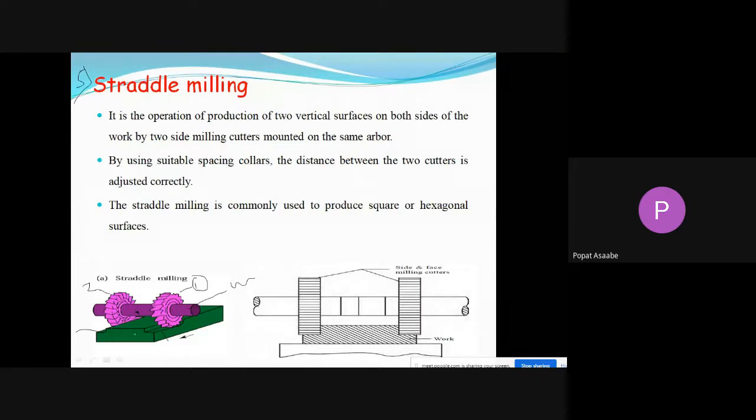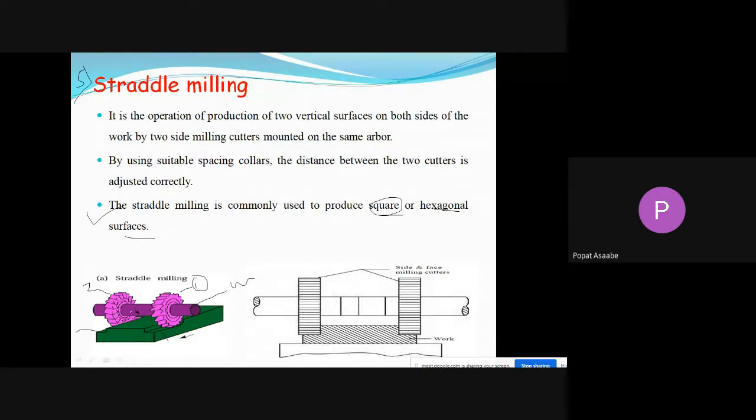On both sides of your workpiece we can perform the milling operation simultaneously with the help of two milling cutters. This is called the straddle milling cutter. You have to remember that the straddle milling cutter is generally used to produce square and hexagonal surfaces. The straddle milling operation we can perform to produce square and hexagonal milling operations.